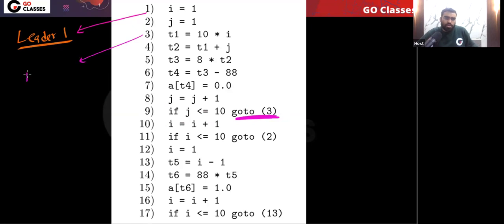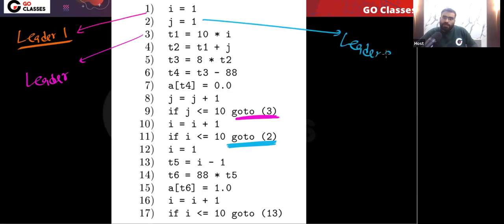This 3 is going to be another leader. Next, the target of this one also will be a leader. Let me call it leader number 2, and leader number 3. Agree or not? So far, everything is fine. Next, remember, the target of a jump instruction is a leader, so this is also a leader. Do we have some more leaders?